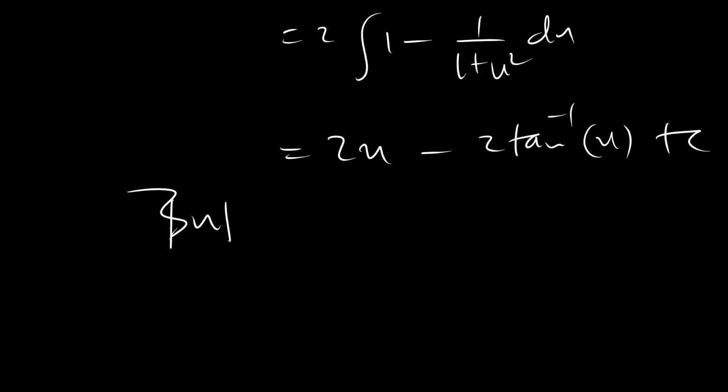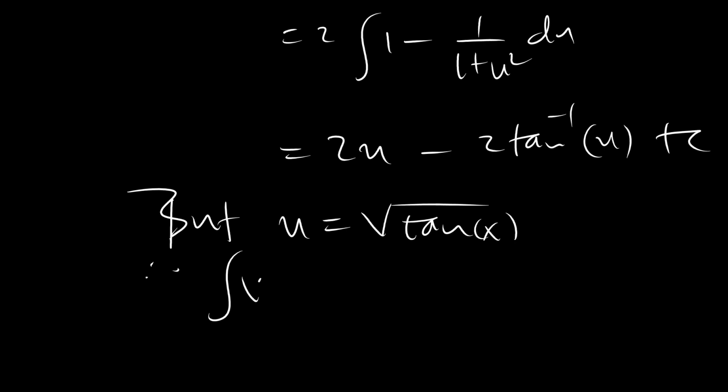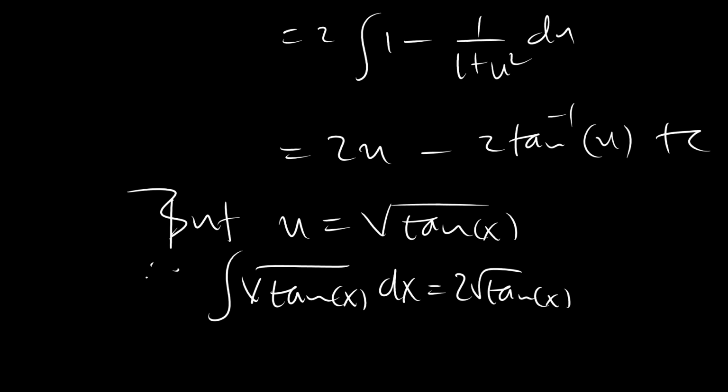But we are saying u is equal to square root of tangent of x. Therefore, the integral of square root of tangent of x is equal to 2 square root of tangent of x minus 2 arctangent of square root of tangent of x plus c.